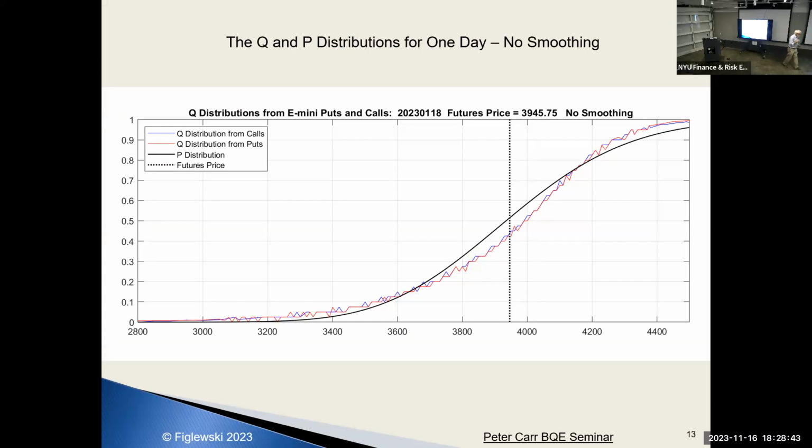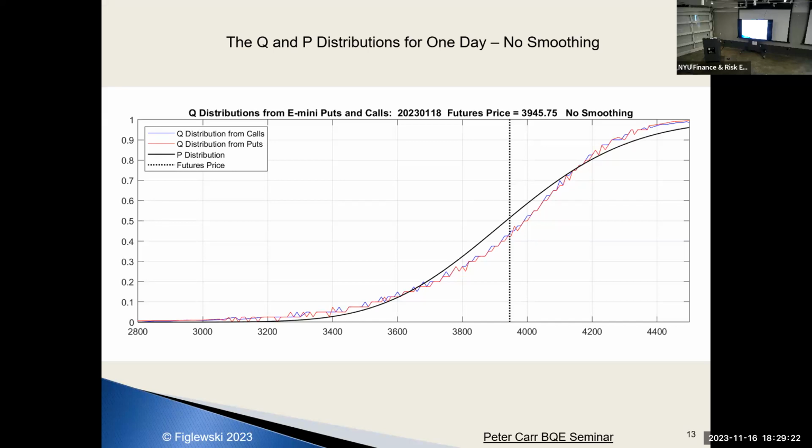So if I do what I just described to you and get an estimate of the P and Q distributions, this is what I get. This is just for 1 day, which I picked at random. It turns out to be a useful day: January 18th of this year. The red one is an estimate of the Q distribution from put options. The blue is from calls, and everything you're going to see after that averages the two. But you see it's pretty chunky there.